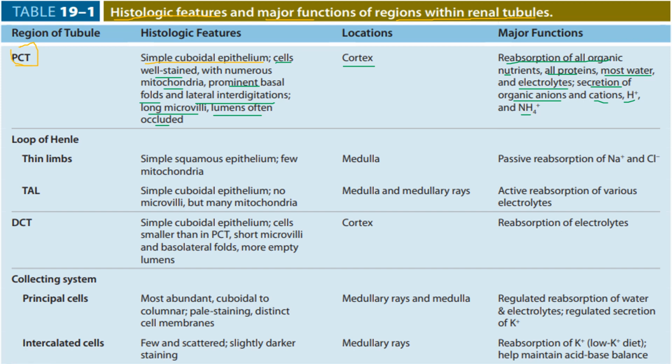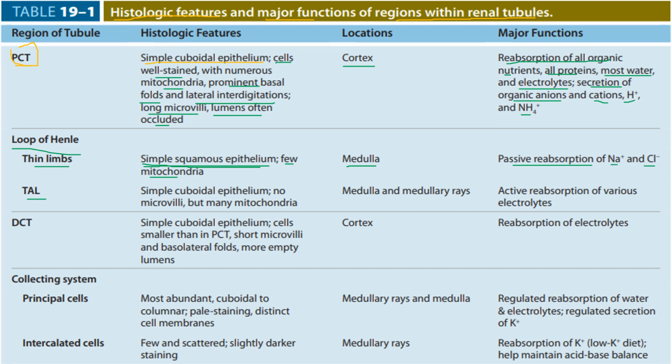Now we'll talk about the loop of Henle. First we'll talk about the thin limb. It has simple squamous epithelium, as it's a thin limb, so there is less area to accommodate the epithelium. That's why it is adapted as a simple squamous epithelium in a thin sheet. Also it has few mitochondria. It's present in the medulla and works in passive reabsorption of sodium and chlorine.